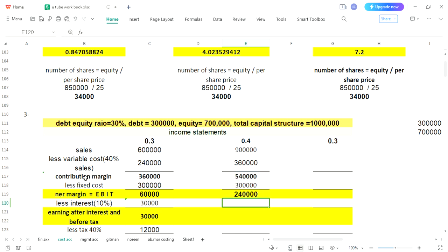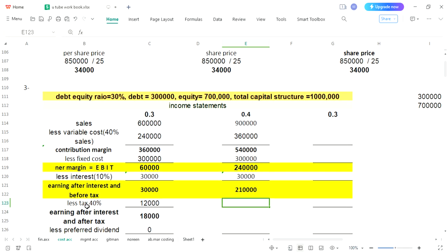So 240,000 net margin. Interest would be calculated because in this case we have debt 3 lakh, and percentage is written 10%. Just calculate. So we have got our amount of interest. Earning after interest can be calculated by subtracting interest from net margin. So 240,000 was your net margin, subtract amount of interest, which is 30,000. So we have got 2,10,000 earning after interest.